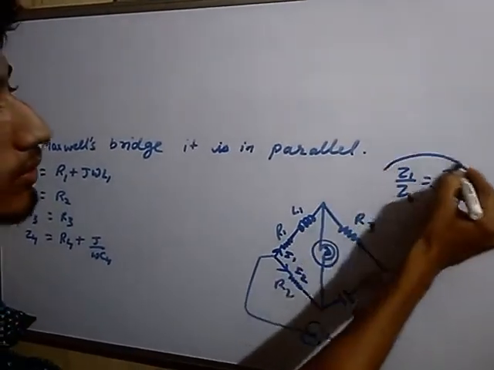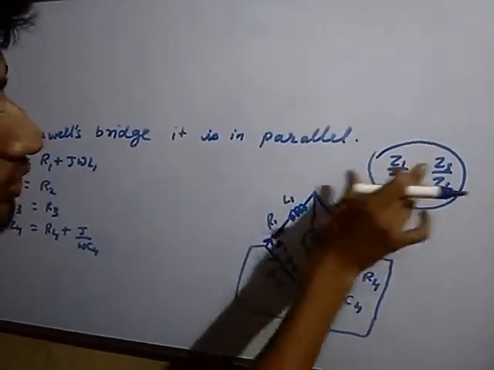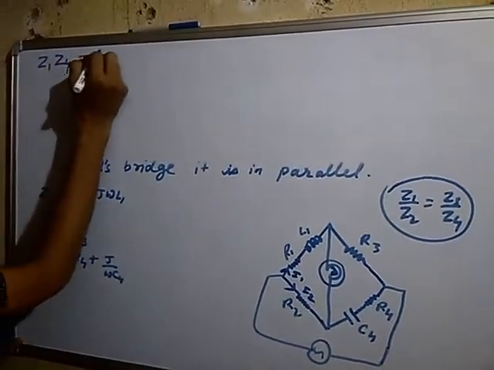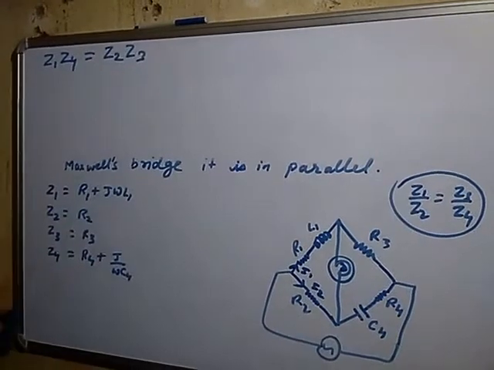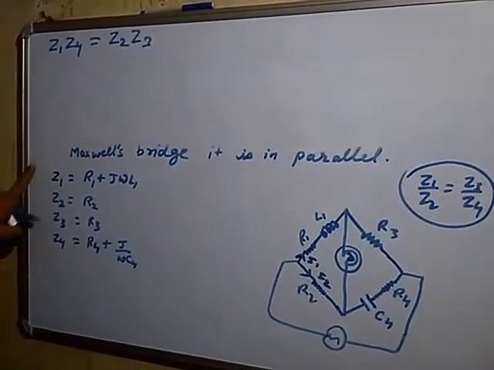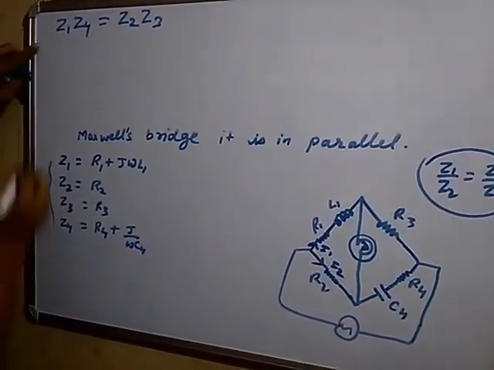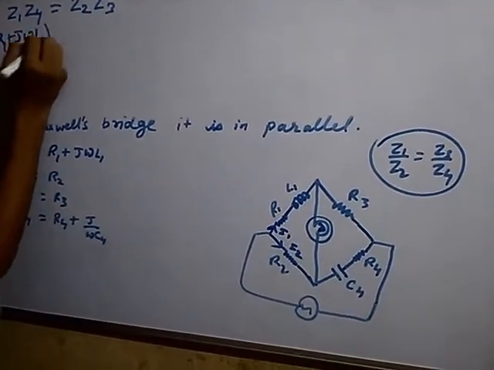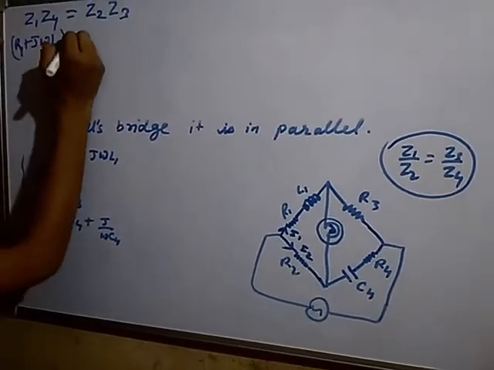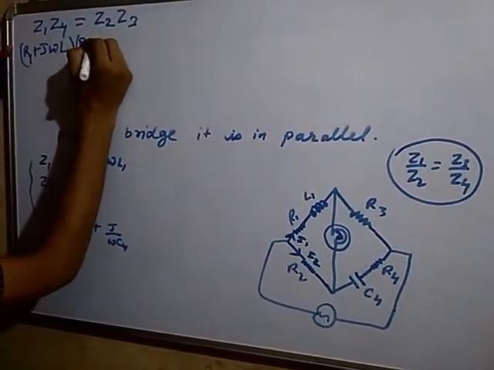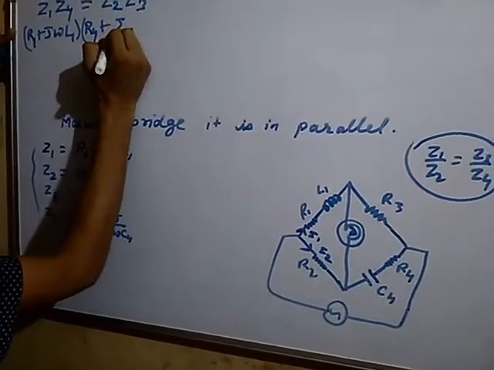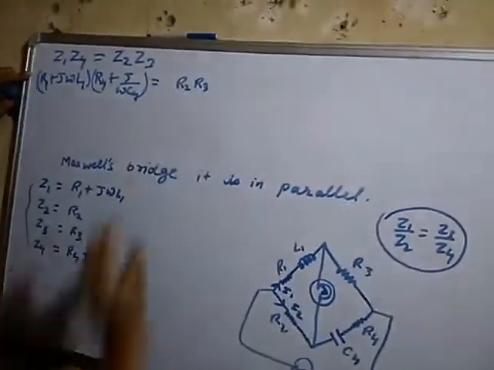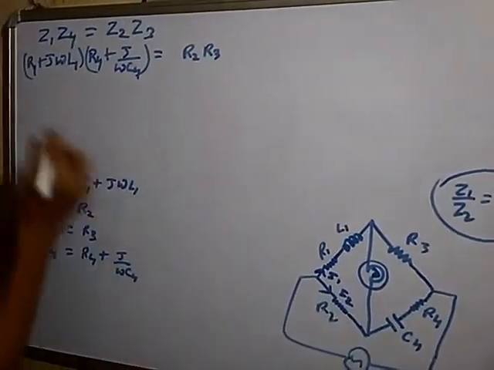To get this bridge to be balanced, Z1 into Z4 is equal to Z2 into Z3, and put all the Z's from this. Z1 is equal to R1 plus j omega L1, whole into Z4, R4 plus 1 upon j omega C4, is equal to R2 R3. Now solve this.